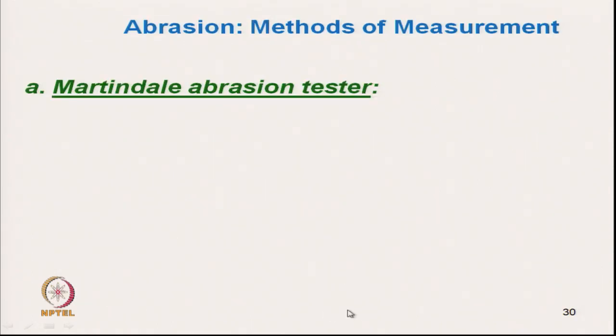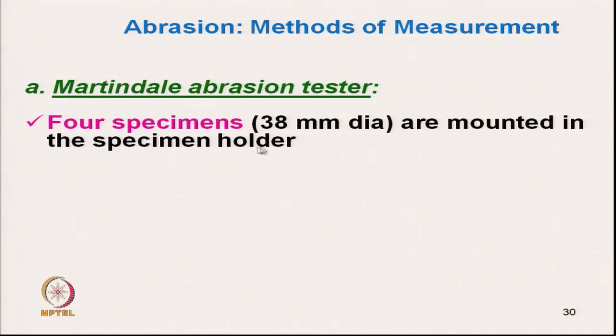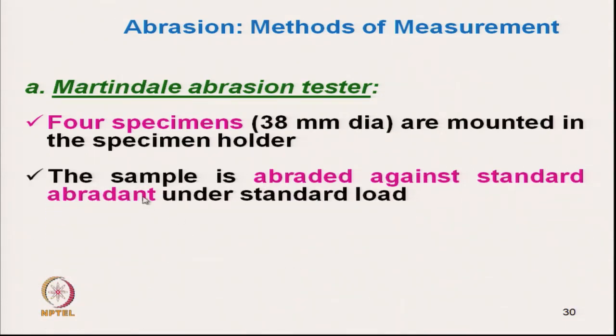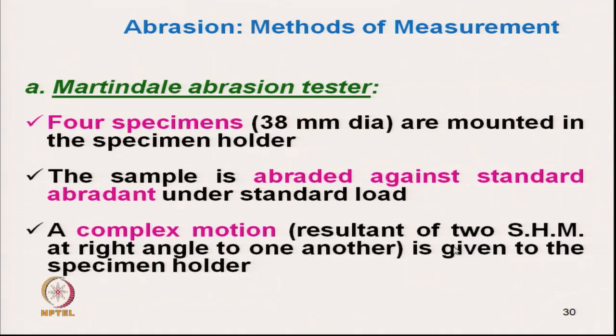Now, there are several methods. One is the Martindale abrasion tester, where 4 specimens of 38 millimeter diameter are mounted on specimen holders, and the sample is abraded against a standard abradant under a standard load, and a complex motion is given, which is actually a superimposition of two simple harmonic motions at right angles. That type of motion is given to the specimen holder.